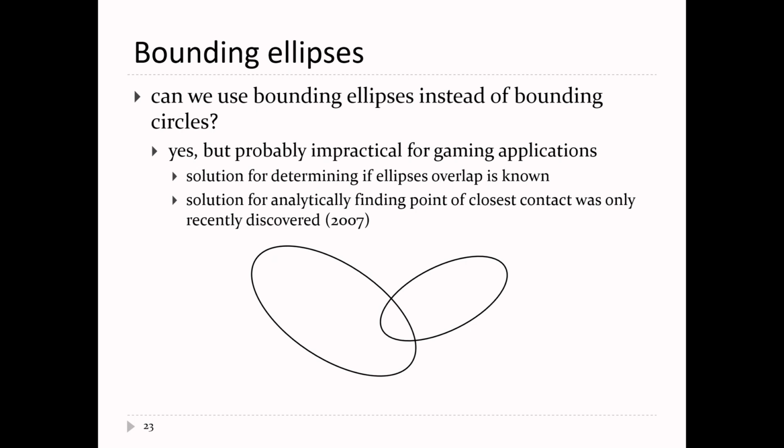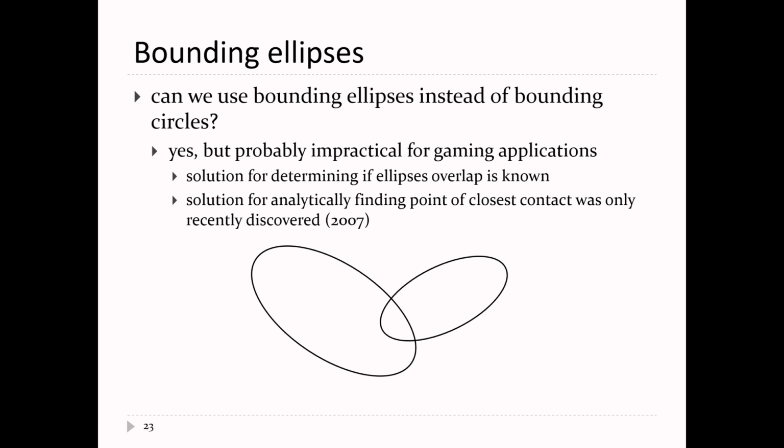All right, so we've got circles. We know that circles work. We've got oriented bounding boxes, which are just rotated rectangles, right? Can you have a rotated and stretched circle? So can you use ellipses as bounding shapes?